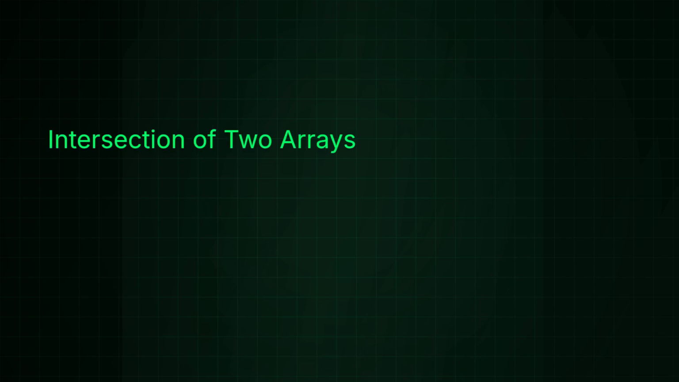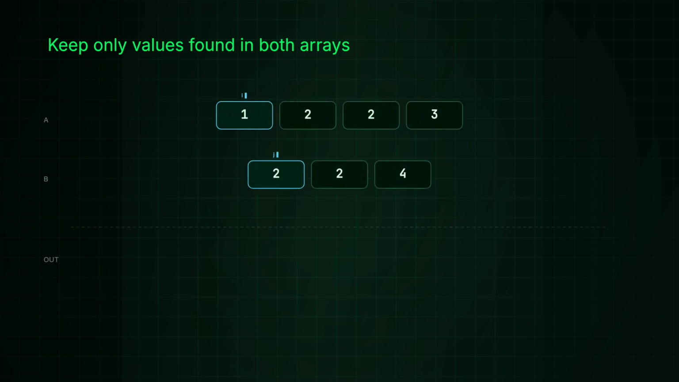Intersection of two arrays. Keep a value only when both sorted pointers match. Keep only values found in both arrays. A match enters the output, otherwise move past the smaller value. The two pointers always mark the smallest values we have not processed yet.